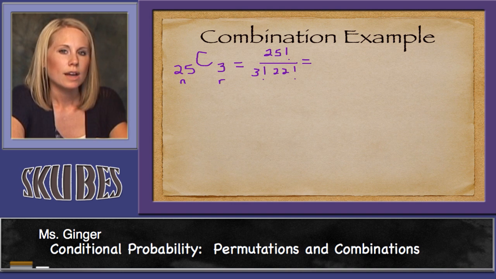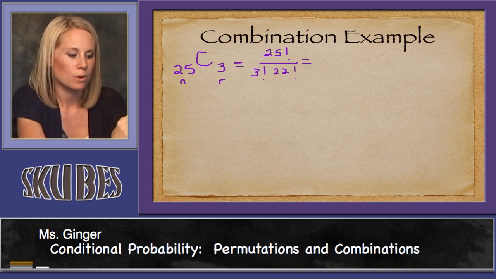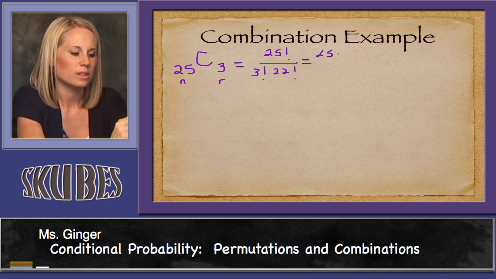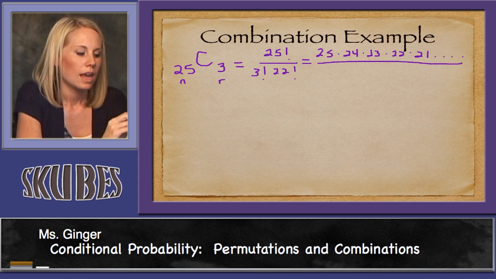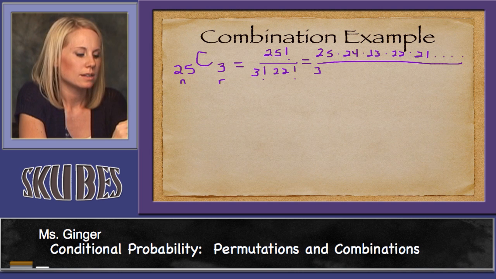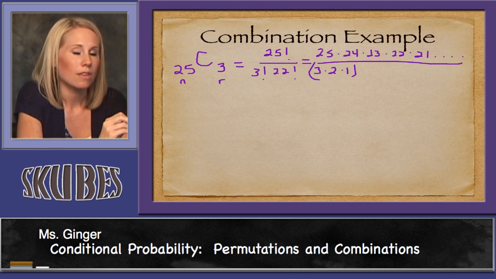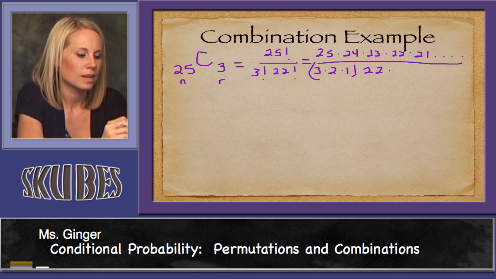So for the factorial, I'm going to be taking 25 here at the top times 24. I'll list it out. Times 23, times 22, times 21, and so forth. I'm not going to write it all, but you get the idea. And on the bottom, I've got to do the same thing with each of these numbers. I've got to take 3 times 2 times 1. And then 22 times 21 times 20, and so on.